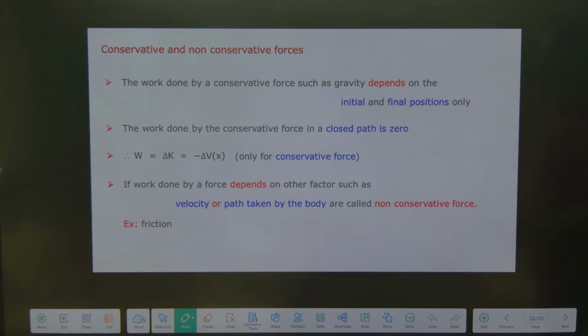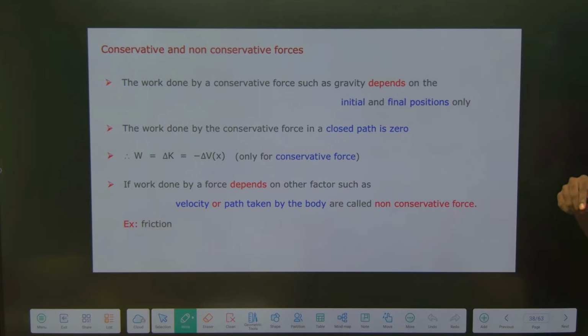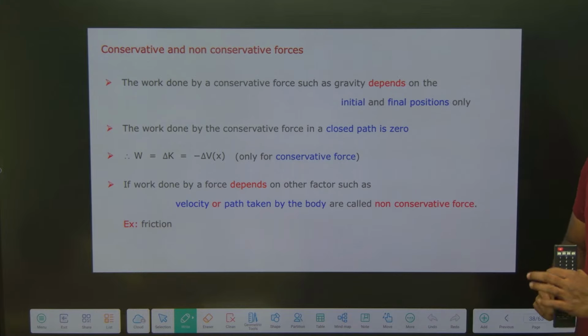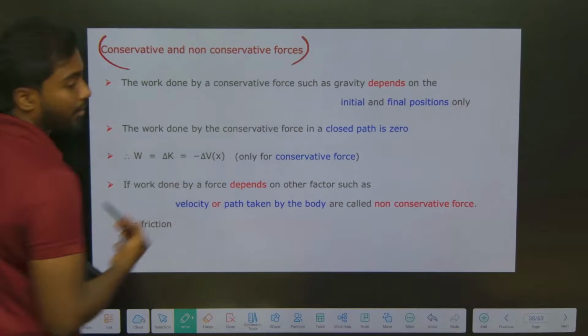So conservative and non-conservative forces. The work done by a conservative force such as gravity depends on the initial and final position. The work done by a conservative force in a closed path is 0. So simple thing, the path is dependent or path is independent, that's it. The state and path functions play a major role in conservative and non-conservative forces.